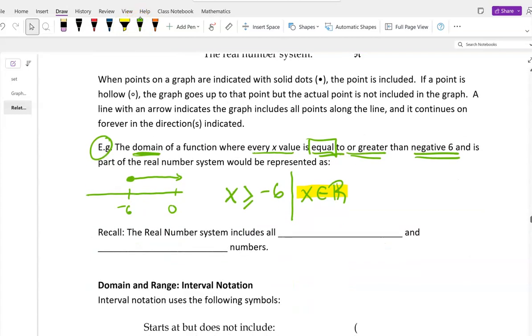Recall the real number system includes all integers, fractions, and I only put 2 spaces here, but I mean and decimals. It's basically anything. I'm going to say all rational numbers. In fact, it even includes irrational numbers. It includes any number you can think of, any number on a number line. In fact, it's any number you can deal with in high school. We don't deal with imaginary numbers and complex numbers and stuff like that. So it's basically any number you can think of.